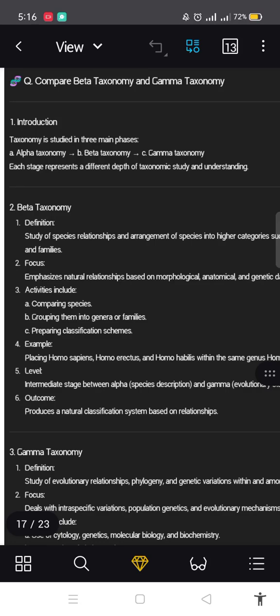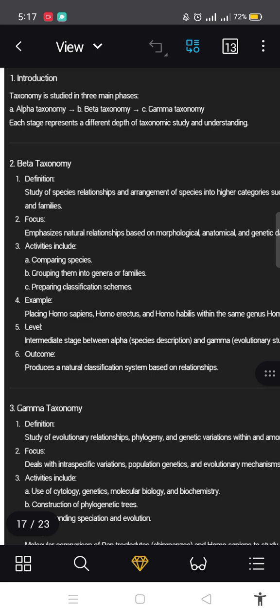Now let's compare beta taxonomy and gamma taxonomy. Taxonomy is studied in three main phases: alpha, beta, and gamma taxonomy. Each stage represents a different depth of taxonomic study and understanding.